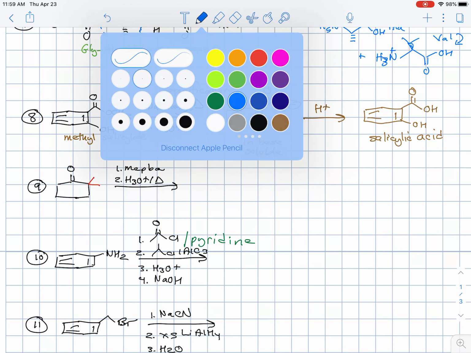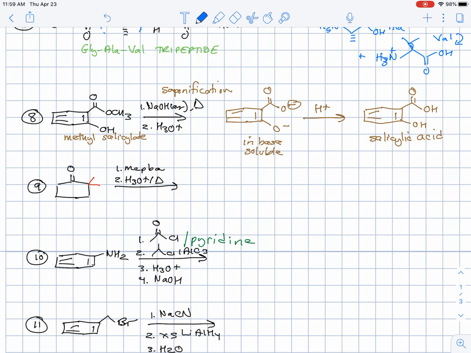All right, so this next one, first we're going to take MCPBA, and the MCPBA is going to make an ester, so we're going to insert the oxygen here next to the tertiary carbon, but it's not that size ring.